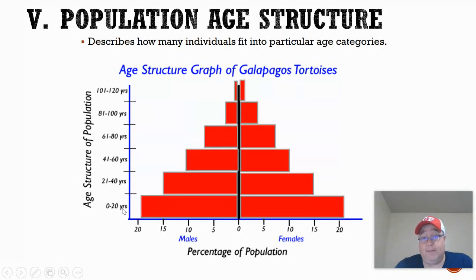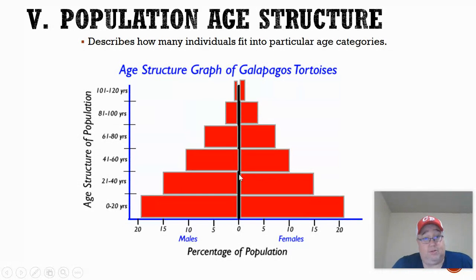Now we can also look at females between the ages of 0 and 20. So now we go over here. According to this red bar, it looks to me like maybe 22, 23% of the population is females between the ages of 0 and 20. So right there, you see a difference. There seem to be more females than males at that age level.